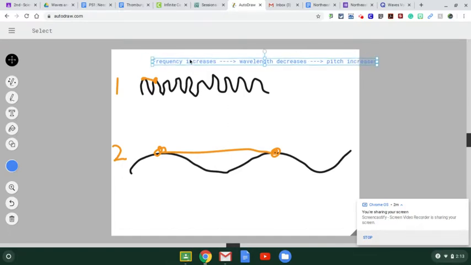And so I'm going to move this over again. So that is for this. Frequency increases, 10 waves. Wavelength decreases, it gets smaller. Pitch just increases. So it's going to be a high-pitched sound, right?